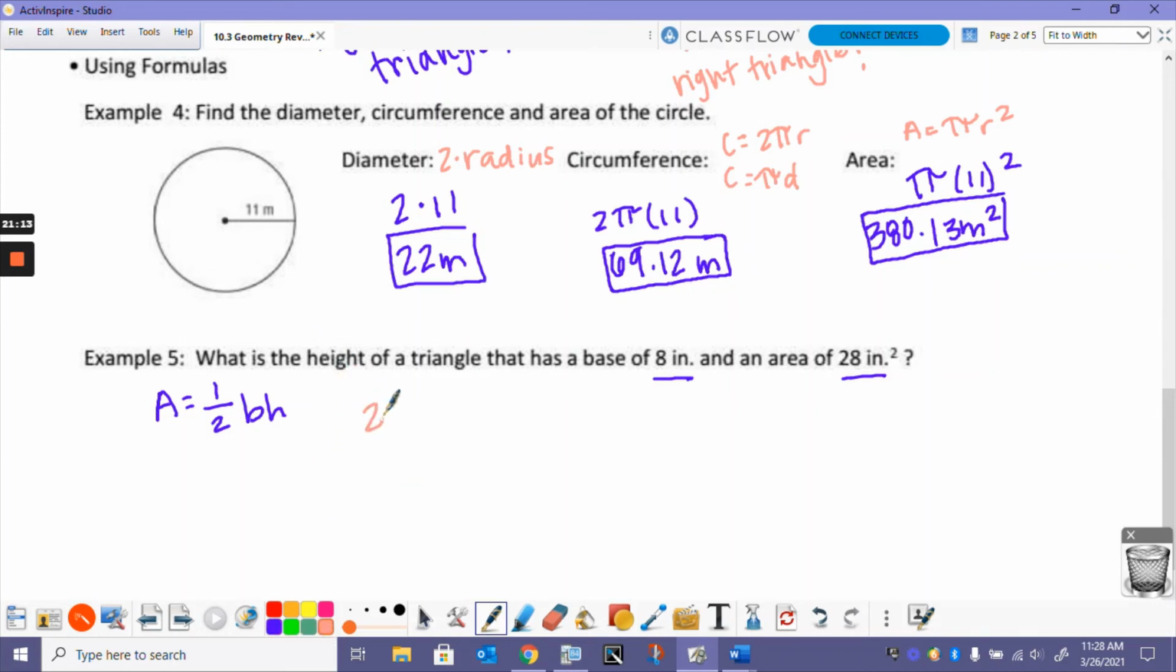So our area, 28, equals 1/2, that part doesn't change, times our base, which we know is 8, times height, which we're solving for. So now we just need to solve for h. First things first, 1/2 of 8 is 4, so 4h. And then we just need to divide by 4. So 28 divided by 4 gives us 7. So the answer is 7 inches.